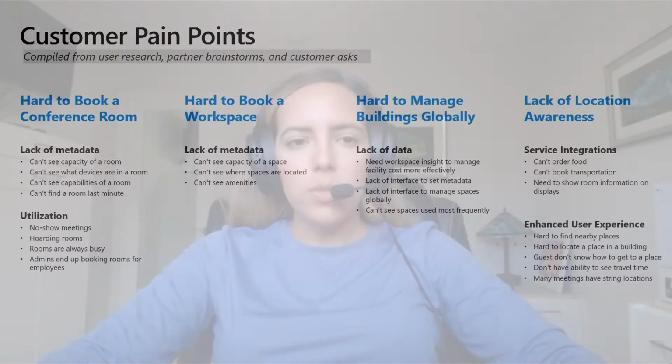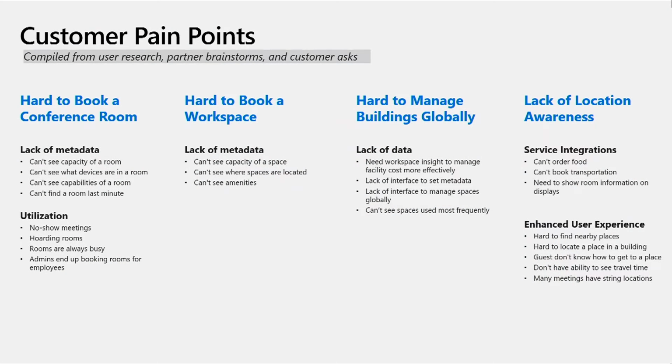So now if you map these to the customer pain points that we often hear, and a lot of this was taken from our research, customer asks, and some brainstorm sessions that we've had internally within the Outlook team, you can see that a lot of the feedback we get is that it's hard to book a conference room. It's also hard to book a workspace. It's even harder to manage buildings globally. So if you have many buildings across the globe, how do you know how often a space is being used and if it's being used correctly?